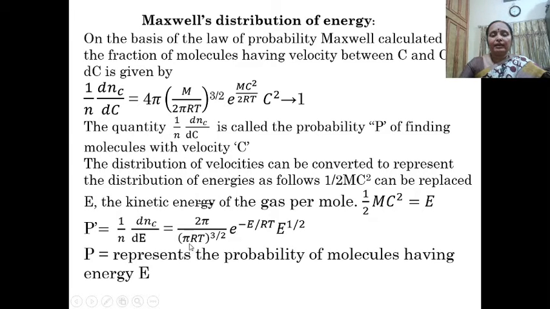2 pi by (pi RT) to the power of 3 by 2 e to the power of minus E by RT into E to the power of 1 by 2. P dash represents the probability of molecules having energy E.